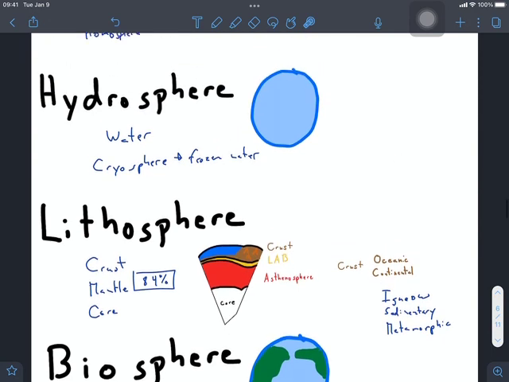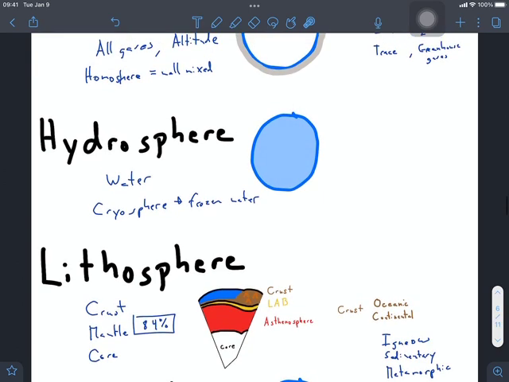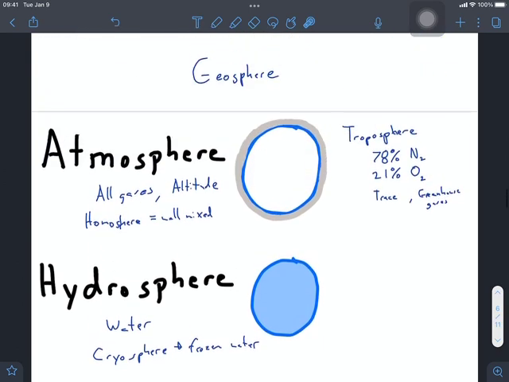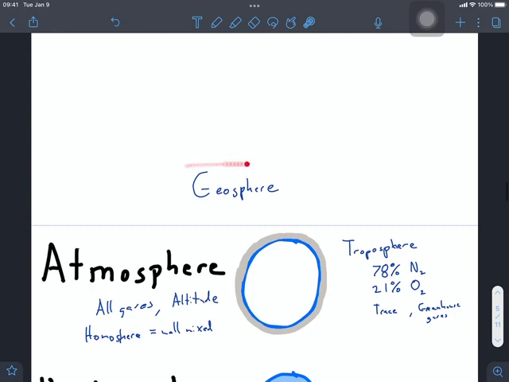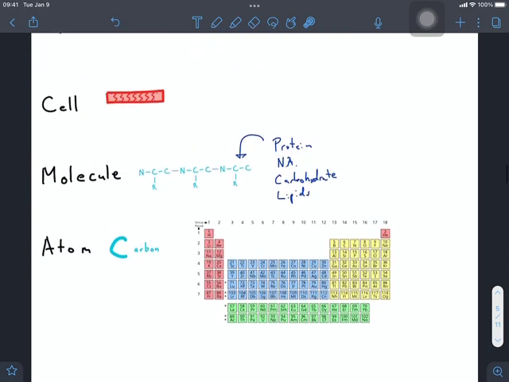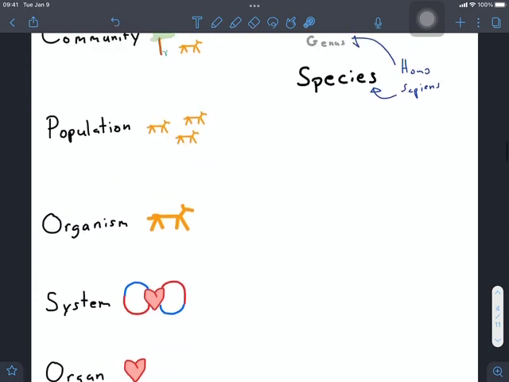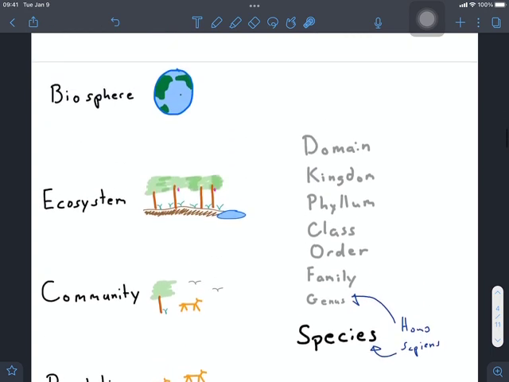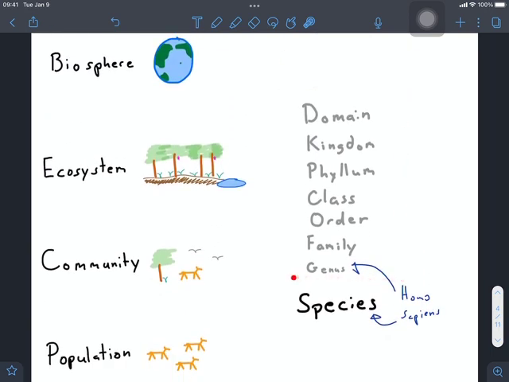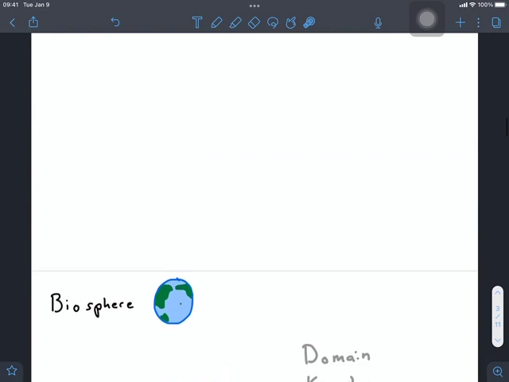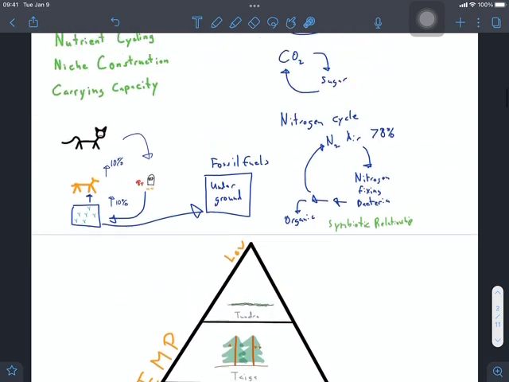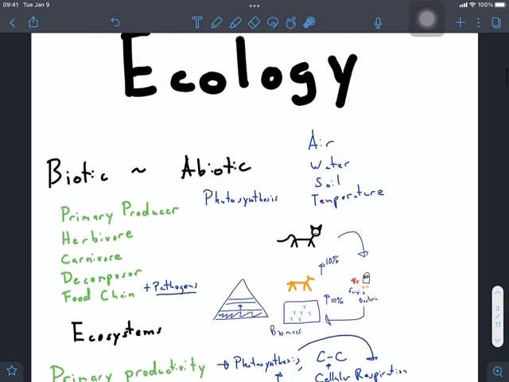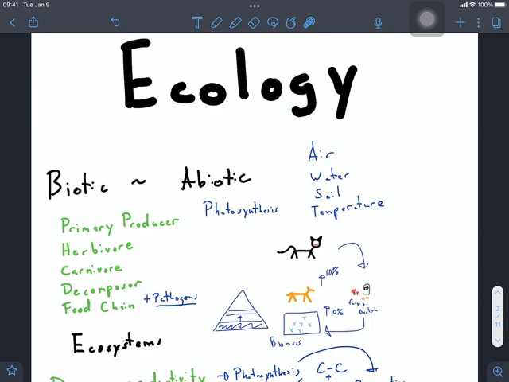The lithosphere, the rock sphere, the hydrosphere, the water sphere, the atmosphere, the air sphere, all encapsulated under our geosphere. Then we talked about the biological hierarchy that describes how we study ecology. We talked about our taxonomic naming system, what defines a species. We talked about our different ecosystems. And then we talked most broadly about how we study ecology, the abiotic and the biotic forces that help us understand and conserve our planet.